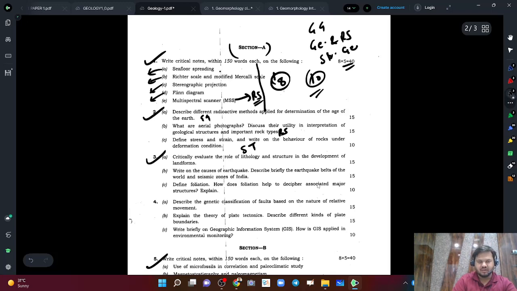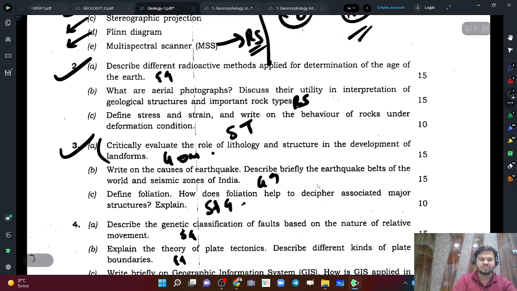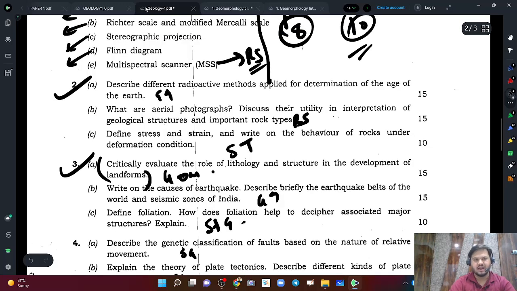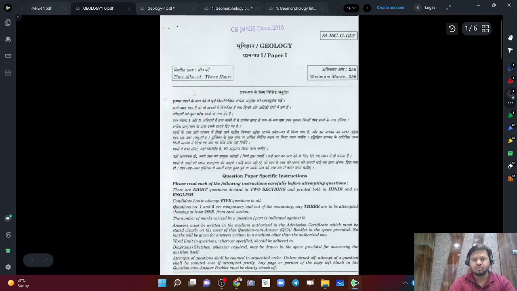Then here they have asked geomorphology. This is general geology, this is structural geology. And in question number 4, they have again asked one question from structural geology, one question from general geology, one question from remote sensing. So in this year in forest services, they have not asked much on geomorphology. This is the only question they have asked, and this is also a very traditional question, right? Directly from the syllabus.